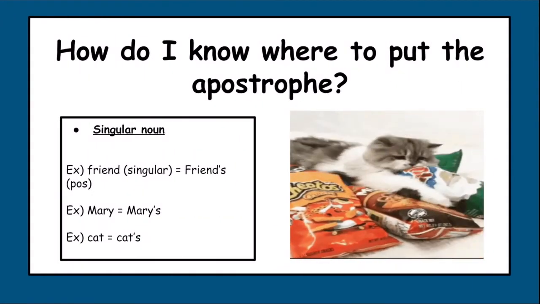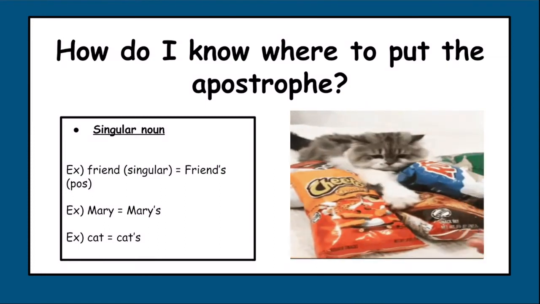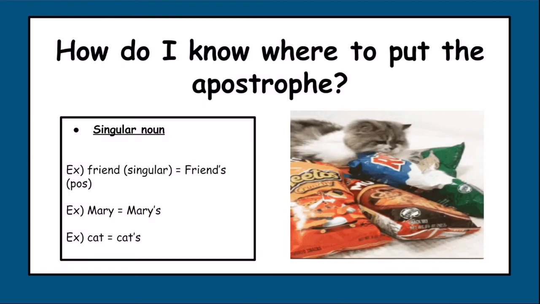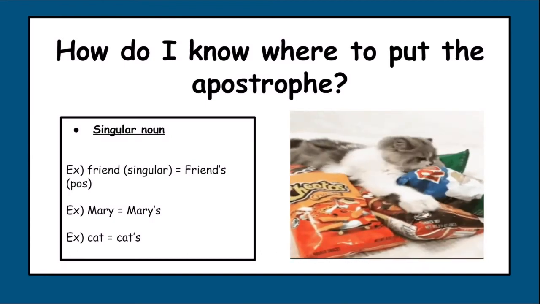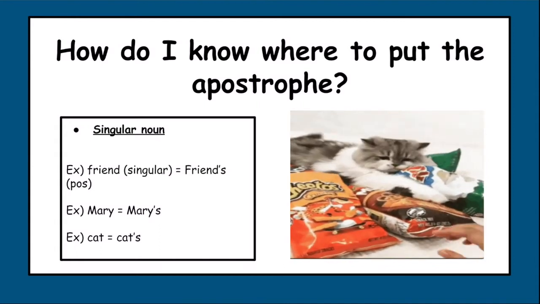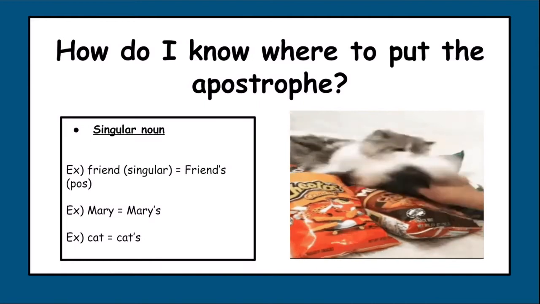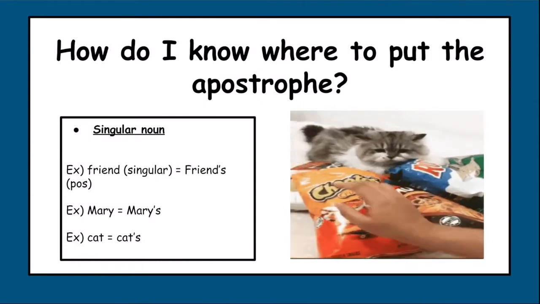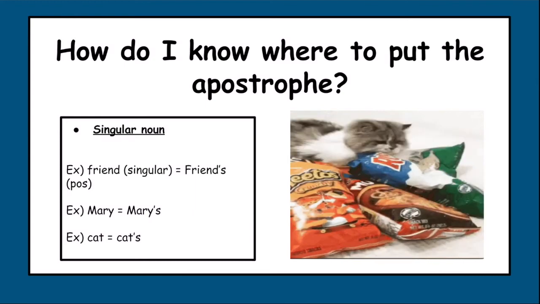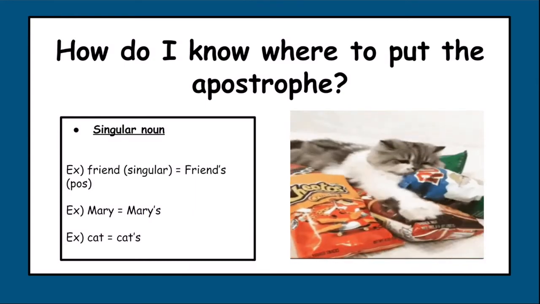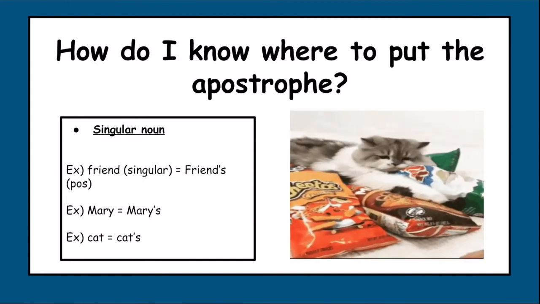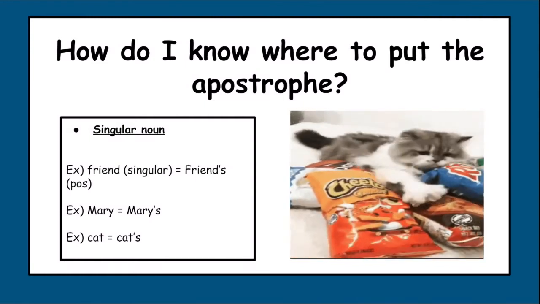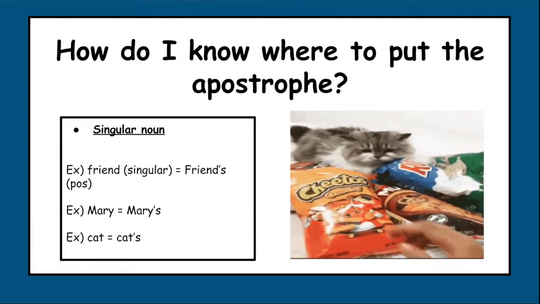So first, how do I know where to put the apostrophe? Well, here's one example for a singular noun. A singular noun is one person or one thing, one animal, one item, whatever it may be. It's just one thing, one person. So some examples I have: one is friend. Just one friend, just one person. It's going to be an apostrophe S. If I were to say someone's name like Mary, that's Mary's jacket, I put an apostrophe S. Again, just one person or one thing. And the last example I have is cat. That is the cat's food. And if you look at the picture here, that cat's not letting anybody touch his food, right? That is all his food. He owns all those chips.